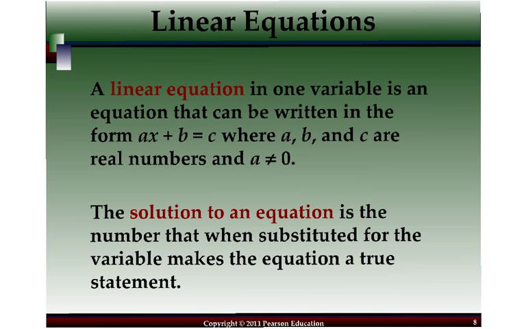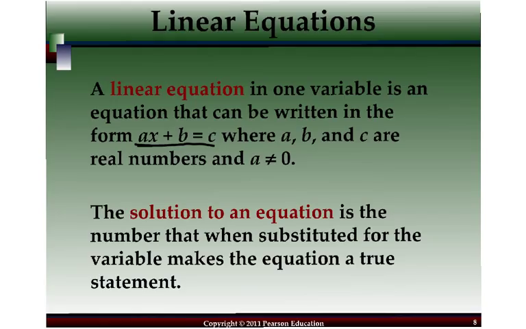Alright, so linear equations. This is what a linear equation is. A linear equation in one variable is an equation that can be written in the form ax plus b equals c, where a, b, and c are real numbers. And then the value of a right here that's attached to our x can't be 0. Otherwise, it's not a linear equation.